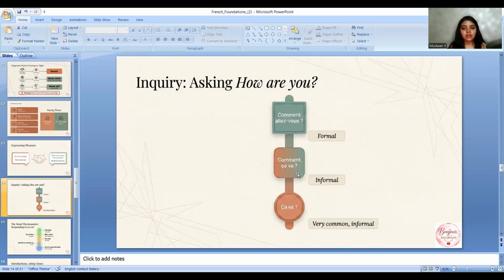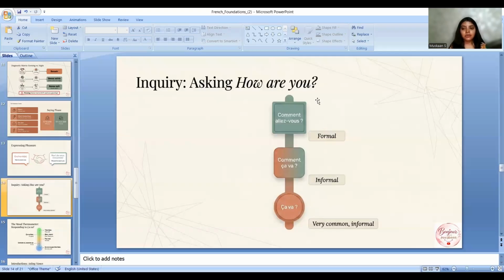Then next is "Comment ça va." "Comment ça va" means how are you in the informal way. And then third is "Ça va," which is a very common and informal way, and this is the mostly used question, how are you. So first is "Comment allez-vous," formal way. "Comment ça va," informal way. And "ça va," it is very informal and common.